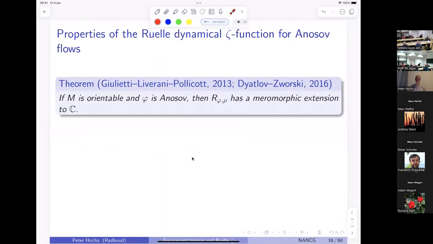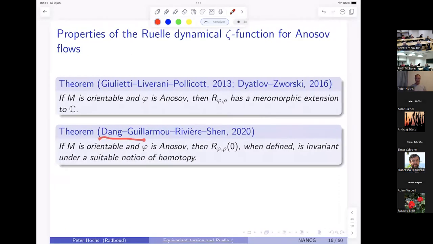Now there are some very deep results on the Anosov case. First of all, meromorphic continuation. This is a paper in the Annals, a very, very deep result. If M is an orientable compact manifold with an Anosov flow, then this doesn't only converge on this part of the complex plane with large real part, but meromorphically extends to C. And then another result, which is in an Inventiones paper. Well, they prove more than this, but in that case, this meromorphically extends to C, and if the value at zero is well defined, so if it doesn't have a pole or something at zero, then this is invariant under some notion of homotopy.